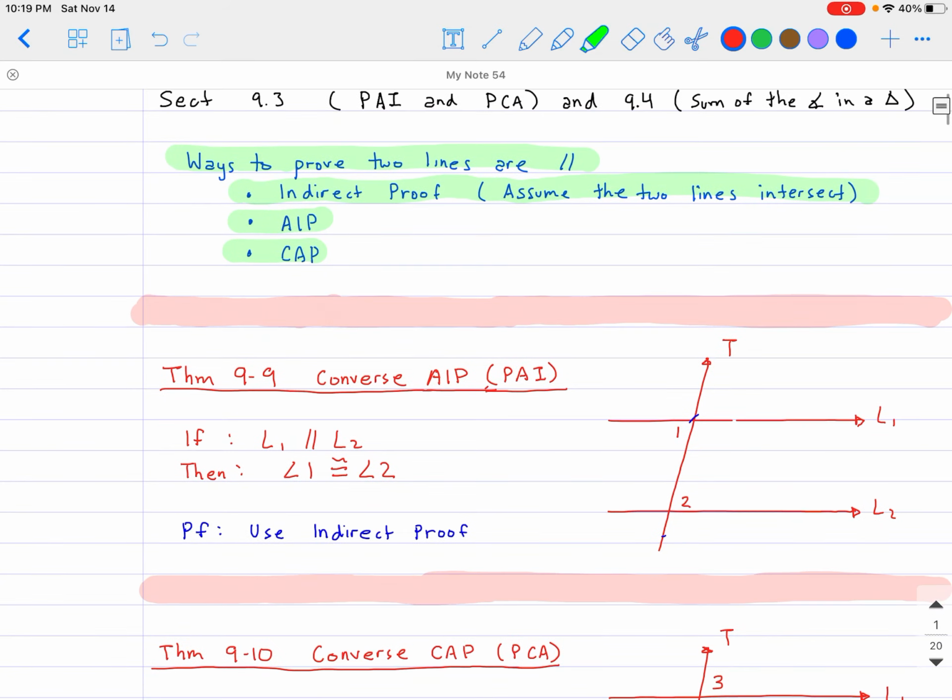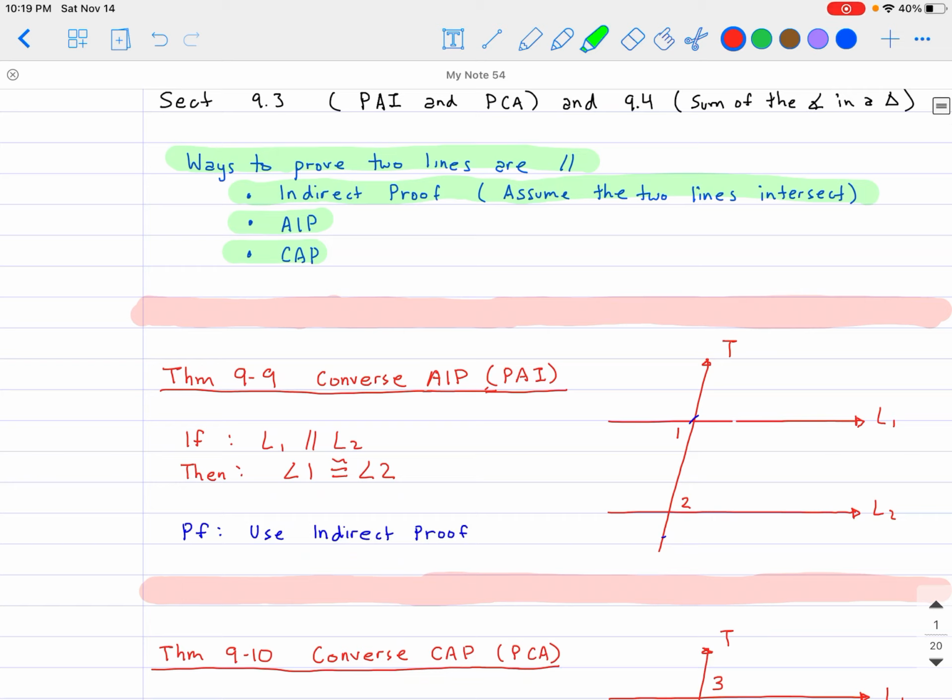All right, now let's go ahead and talk about the converse of those theorems, PAI and also PCA. So the first one is going to be labeled as Theorem 9.9, which is the converse of AIP. So we call it PAI. Again, that means that if the two lines are parallel to each other, then their alternate interior angles are going to be congruent to each other. So here's the picture on the right, and you can see the given is that the two lines are parallel to each other. The conclusion is that angles 1 and 2 over here are going to be equal to each other.